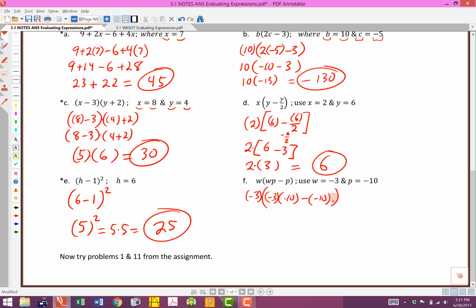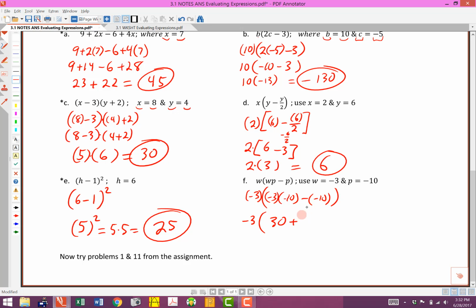We've got this big set of parentheses, or if you want to use brackets, that would be fine. So I need to simplify what I've got here. I've got a negative 3 times a negative 10 minus a negative 10. So this is really implied multiplication here and implied multiplication here. So I'm going to write that negative 3 outside. And then this is going to be a 30. Negative times negative is positive.